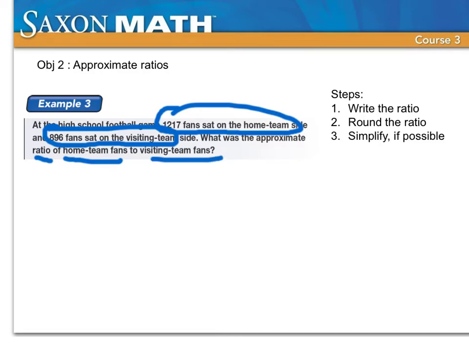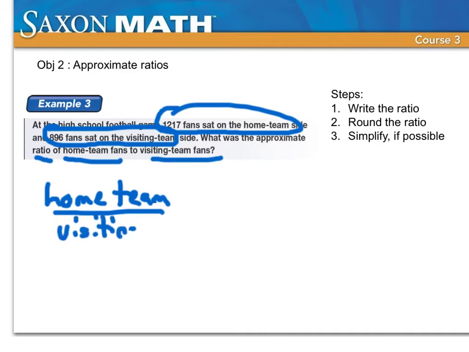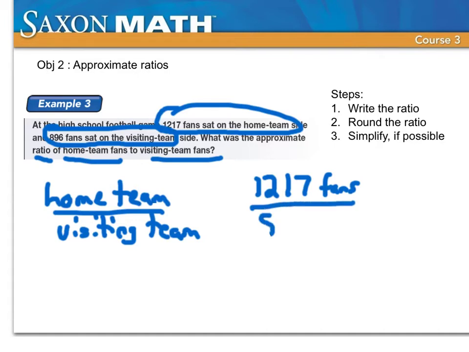So again, I'm going to start by writing the fraction. So we got the home team and the visiting team. First thing we're going to do is write the ratio. We've got 1,217 home team fans and 896 visiting team fans. And our label fans will cancel out, so we don't have to worry about those. So that's step 1, write the ratio.